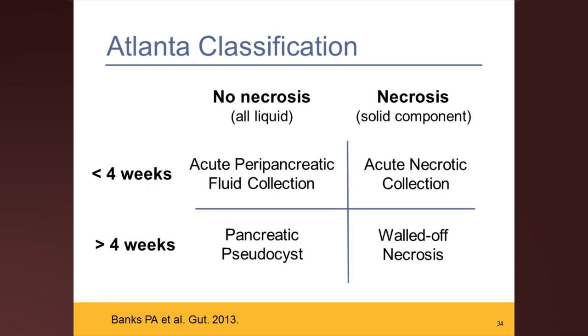And so this was the Atlanta classification that came out in 2013. It helped clarify and define these different types of peripancreatic fluid collections. If it's all liquid and it presents in less than 4 weeks, it's called an acute peripancreatic fluid collection. Over 4 weeks, there's no necrosis and that collection continues to be there, it's called a pancreatic pseudocyst. However, if there's any type of solid component, that's evidence of necrosis or debris within the cystic cavity, less than 4 weeks, it's considered an acute necrotic collection. Greater than 4 weeks, it's called walled off necrosis.